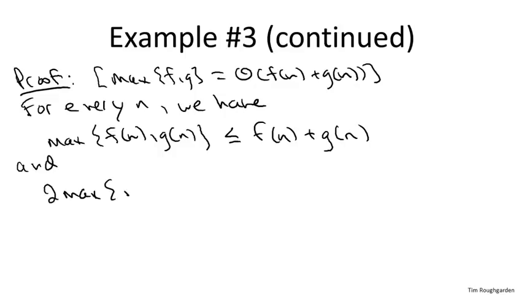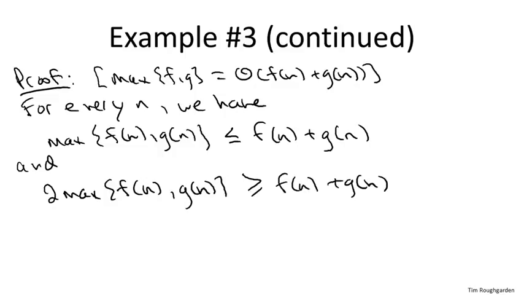Secondly, if we double the larger of f of n and g of n, then that's going to exceed the sum of f of n plus g of n. Because on the right-hand side we have a big number plus a small number, and on the left-hand side we have two copies of the big number. So that's going to be something larger. Now it's going to be more obvious what's going on if I divide both of these sides by 2, so that the maximum of f of n and g of n is at least half of f of n plus g of n. That is, it's at least half of the average.